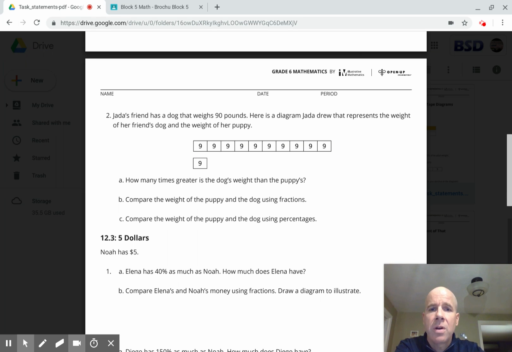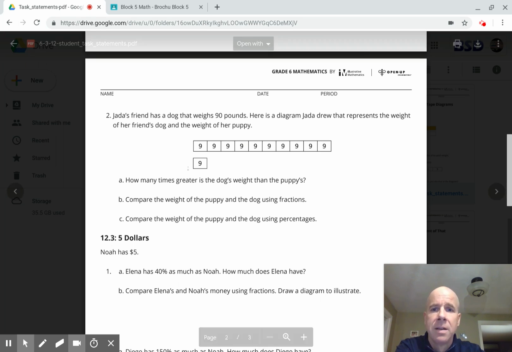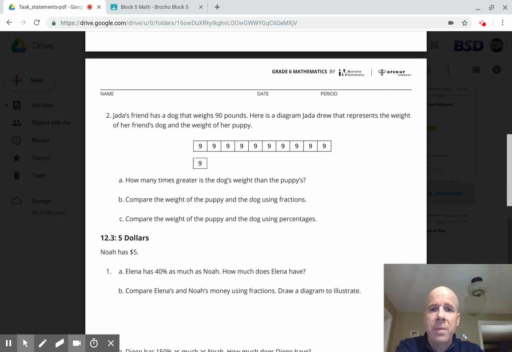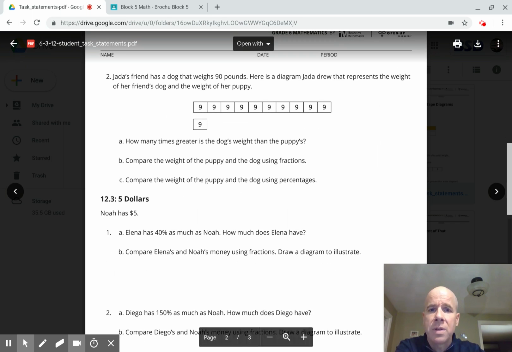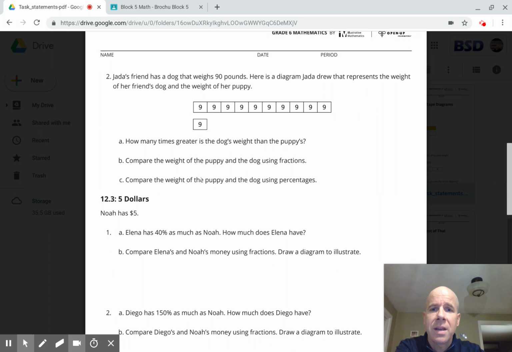How many times greater is the dog's weight than the puppy's weight? So you'll notice there is no label for the puppy. There is no label for the adult dog. So we have to figure out what that is and how many times greater. If you compared the weight, if this is 100%, how many sections is it divided into, and how many of them have 9s in them? On the other side of the coin, how many sections of this are shaded? Well, not shaded, but at least have a 9 in them. And then you're going to compare them using percentages. All 3 of these things are going to be similar to one another.